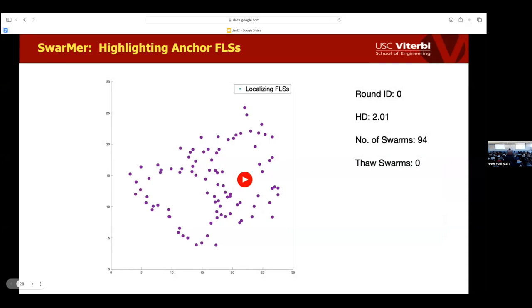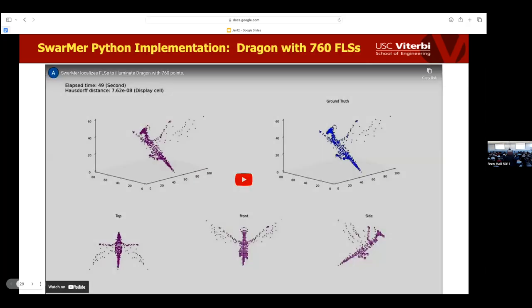So it's not as though only two swarms can merge. Once I have a swarm, other swarms can localize relative to it simultaneously, and then they will all merge into one. That makes this algorithm very fast.